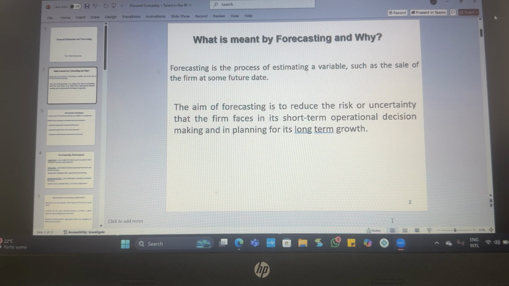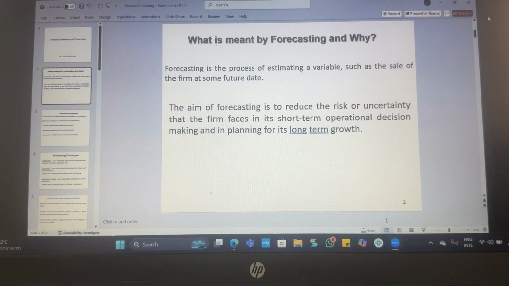In the same pattern, you can estimate your cost. You can estimate the labor demand or anything. The process is the same, right? Your sales is, from the customer side, as I told you before, demand. So demand for your product increasing means your sales is increasing. That's why forecasting is the process of estimating a variable, in our case demand, of the firm at some future date.